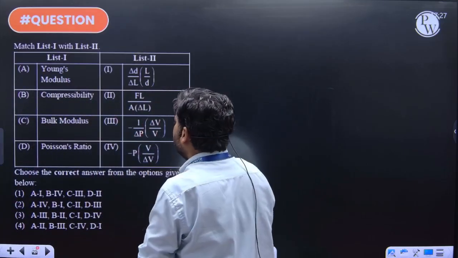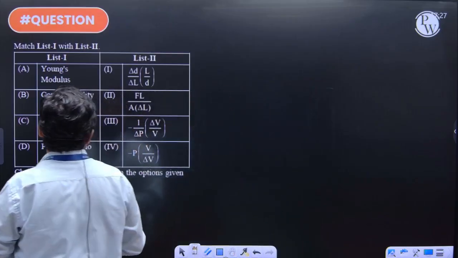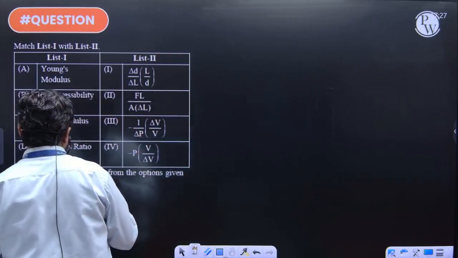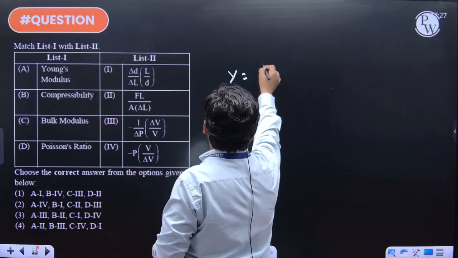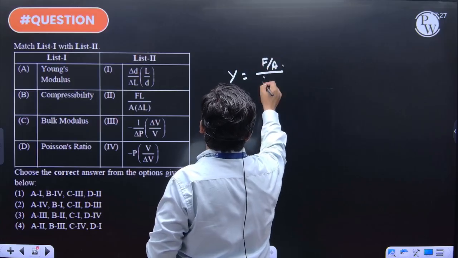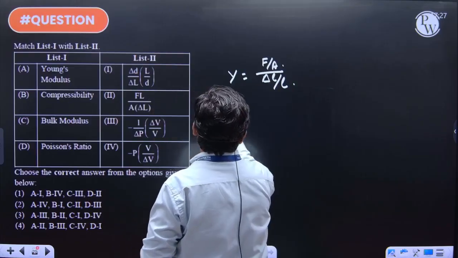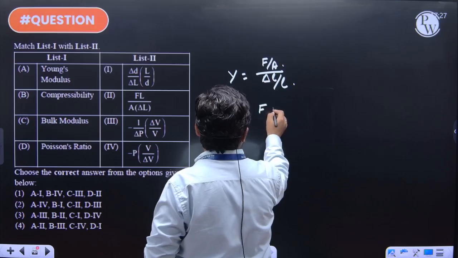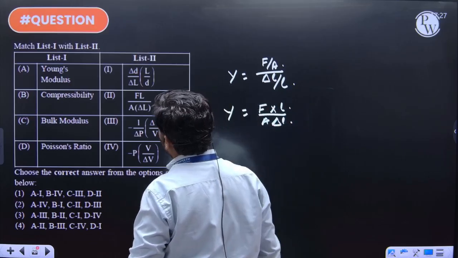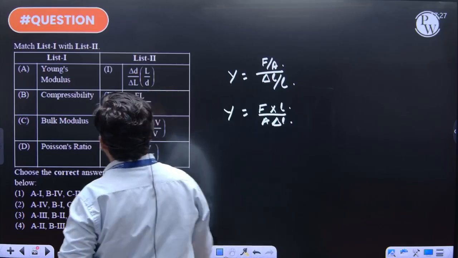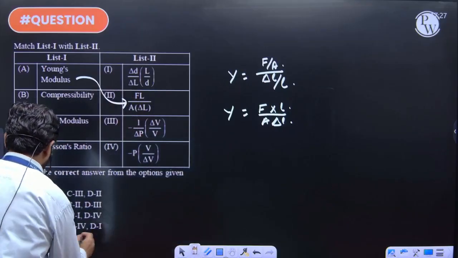Next, match list 1 with list 2. I hope this is an easy question. It's direct formula based. Tell me which one is Young modulus. Young modulus is force by area divided by delta L by L, right? So we can write it as F into L divided by A delta L. Which one is satisfying that? So Young modulus is option number 2, so A2.